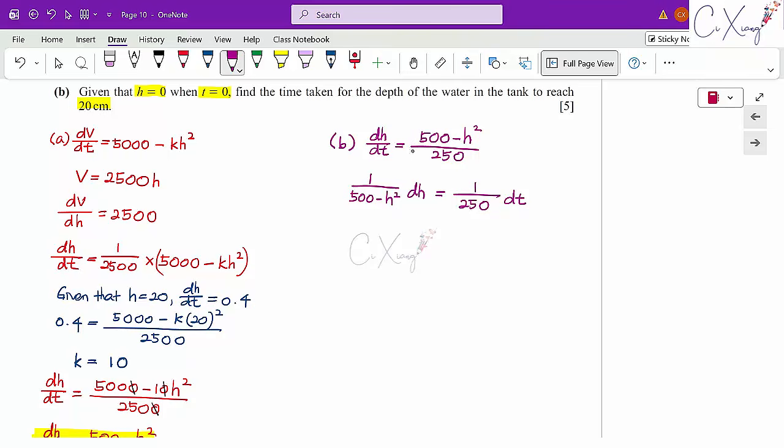Okay, so from here you can see very clearly that we are having all the variable h on the left, then all the other variable related to t on the right. So you successfully separate all your variable, then you can start the integration. Okay, so this integration is very easy because it is just a constant term. Alright, then for this particular part here, I will want to make it become 1 over square root of 500 squared minus h squared dh.